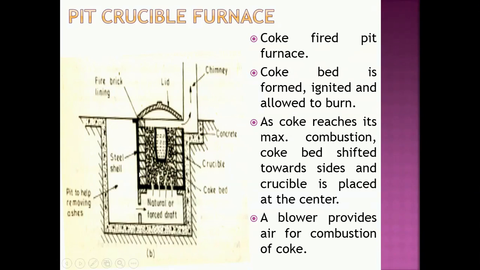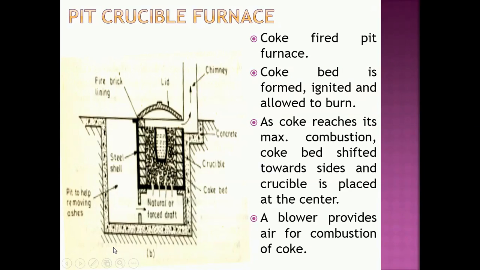Inside that, the steel shell is there, and that steel shell is lined with refractory lining, and at the center the crucible is placed, and around that crucible the coke is placed. And here we can use natural or forced draft, meaning compressed air for the burning of coke is supplied by natural or forced draft.